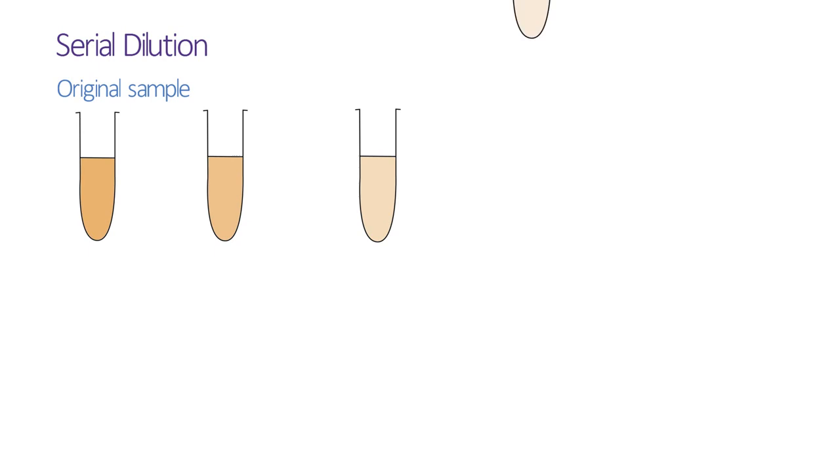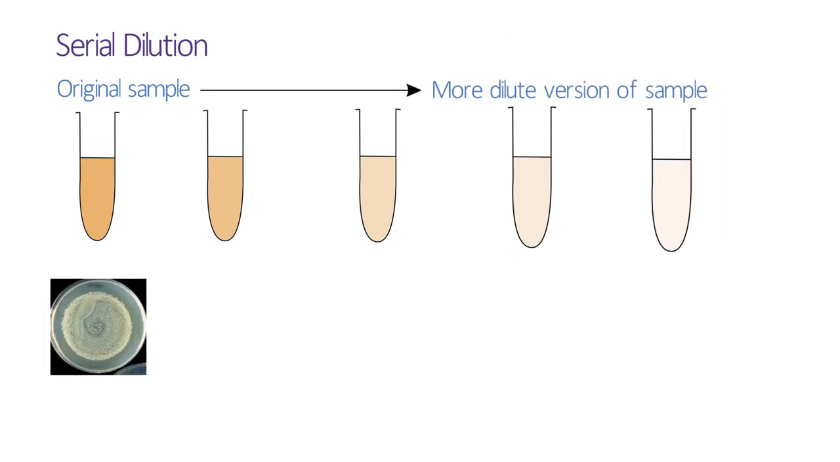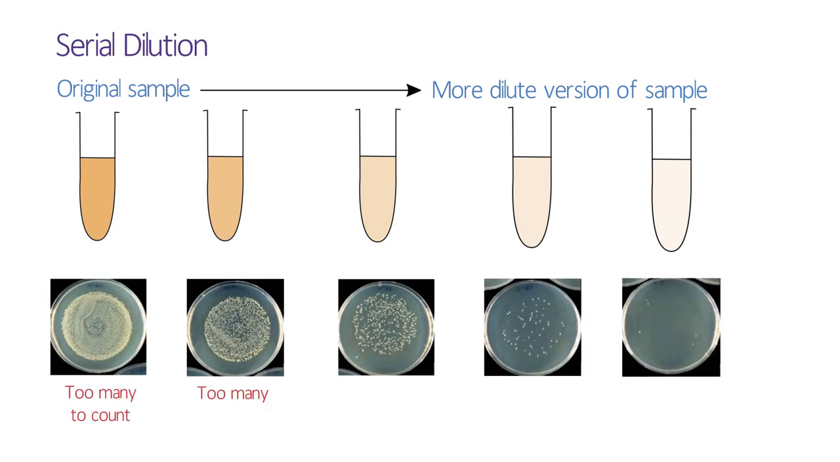We're going to do this by setting up a serial dilution. The basic principle is we're going to set up a series of tubes, each of which contains a more dilute version of the sample. We'll then plate each different dilution onto a different agar plate and allow the bacteria to grow overnight. Then hopefully one of those plates will have between 20 and 100 colonies, which is a good number to count. We can then work out from this how many colony-forming units were present in the original sample.